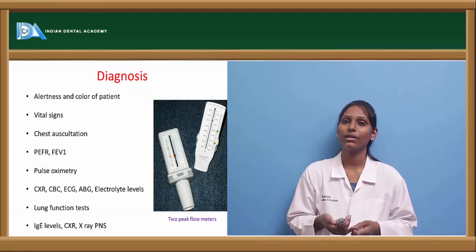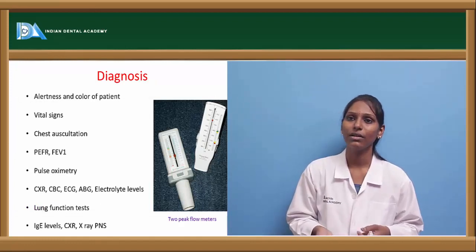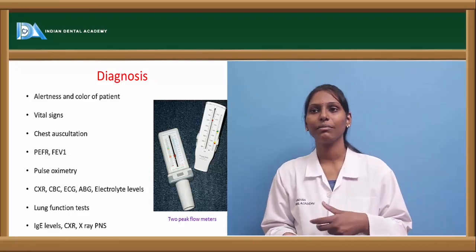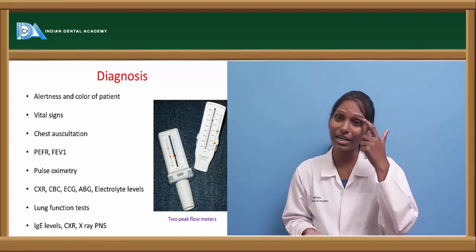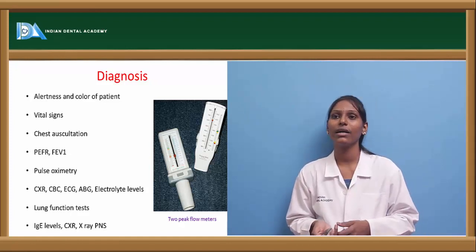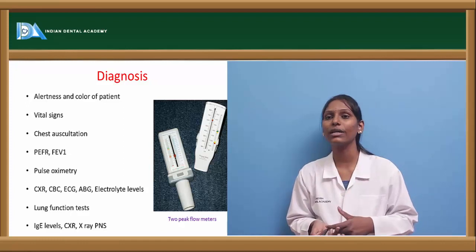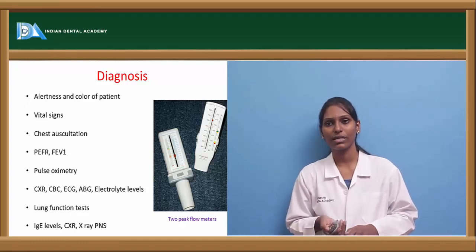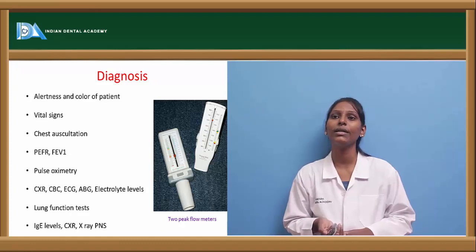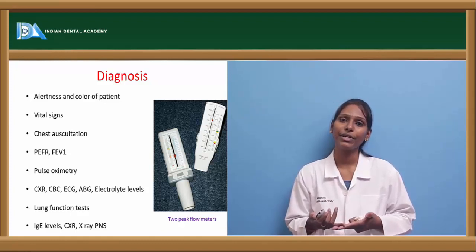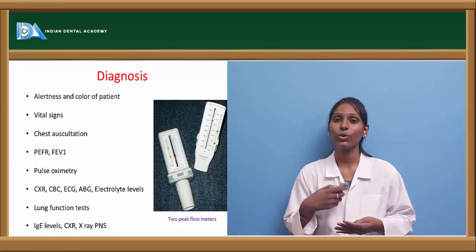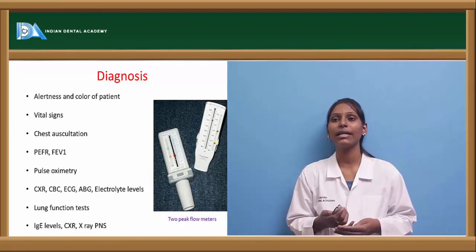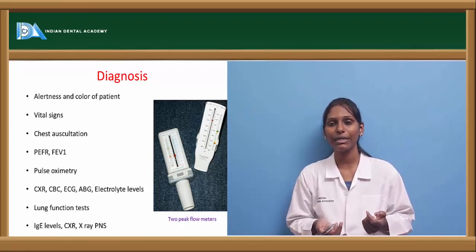So how to diagnose that a patient is suffering from asthma: the color of the patient usually changes in case of extreme or acute asthmatic condition. They become cyanotic. Check for vital signs and chest auscultation. Usually wheezing and rhonchi can be heard on chest auscultation. Pulse oximetry has to be done. Complete blood picture and ECG also vary. Electrolyte levels usually vary in these cases; they usually show more sodium. Lung function test, IgE levels, X-ray, PNS can also be taken in case of this asthmatic condition.